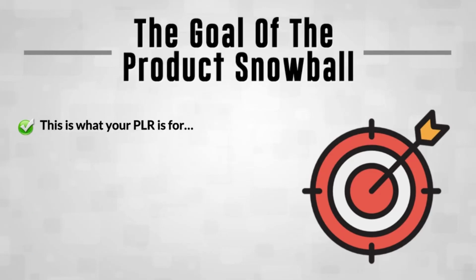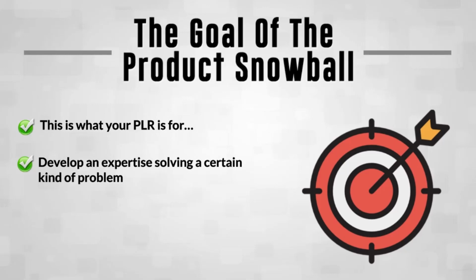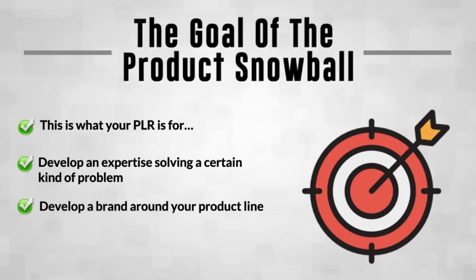Now, here again, this is what your PLR is for. You are developing products on a continual basis, and you are developing an expertise solving a certain kind of problem, right? That's how you're going to get credibility in the marketplace. And once you start to develop, do you know what your product line is? I would ask you what your product line is. I could tell you what it is: whatever's common about the last 3 to 4 products that you produced. What's in common about the last 3 products you produced, that's your product line.